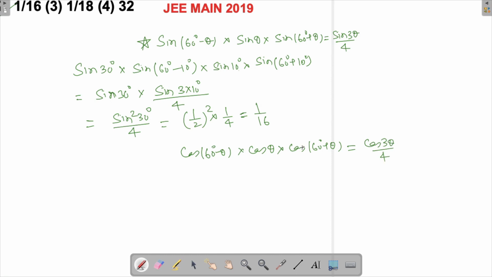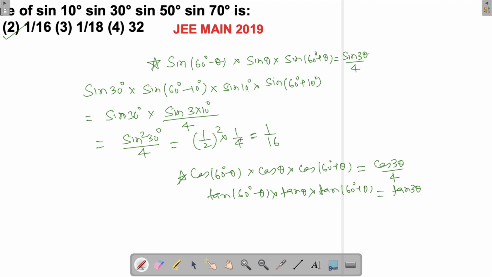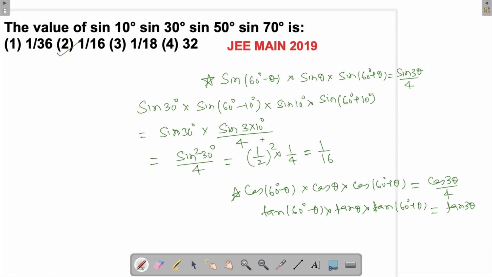And of course, you can understand if you are writing this as tan of 60 degree minus theta into tan theta into tan 60 degree plus theta, that will be simply tan 3 theta, because this 4 will get cancelled. And for cot, the other expression, cot of 60 degree minus theta into cot theta into cot 60 degree plus theta will be cot 3 theta. Okay, so this is the formula here. If you remember this, this is a very nice question to attempt in 1 minute.